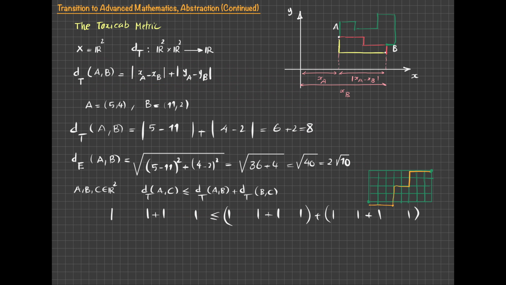Okay, so how should I fill them up? The first one is x of a minus x of c. The second here is y of a minus y of c. And then here I have x of a minus x of b, and then y of a minus y of b. And here I will have x of b minus x of c, and finally y of b minus y of c. So I have to convince myself that this is indeed true.